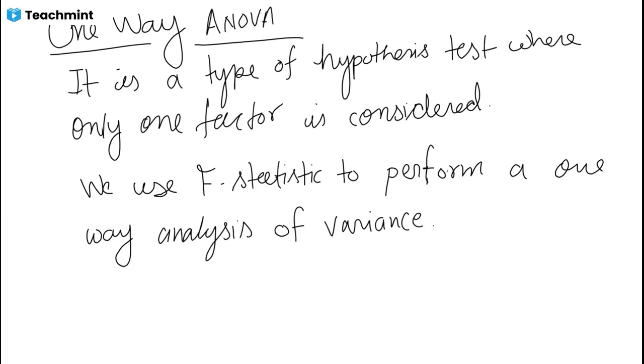Means if we have only one factor to test, we test by using a hypothesis test where only one factor is considered, only one factor is available, then we use one way ANOVA. And we have a few steps to do that. So let us understand the steps.